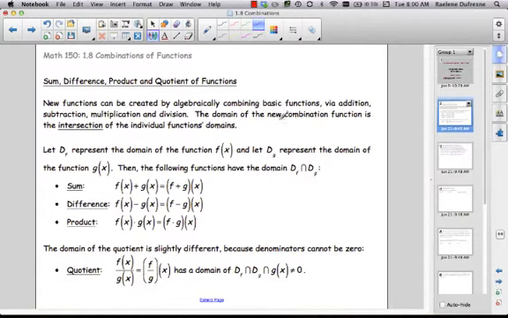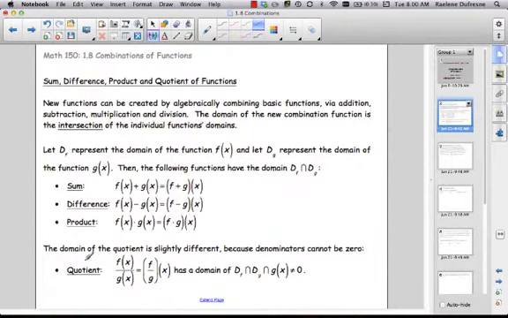When we are finding the domain of the new combination function, sum, difference, product, or quotient, we need the intersection of the individual domains. So let's let d subscript f represent the function f of x's domain, and let's let d subscript g represent the domain of g of x. So then the sum, the difference, and the product of these two functions, namely f of x plus g of x, f of x minus g of x, and f of x times g of x, will have a domain that is the intersection of the two individual domains.